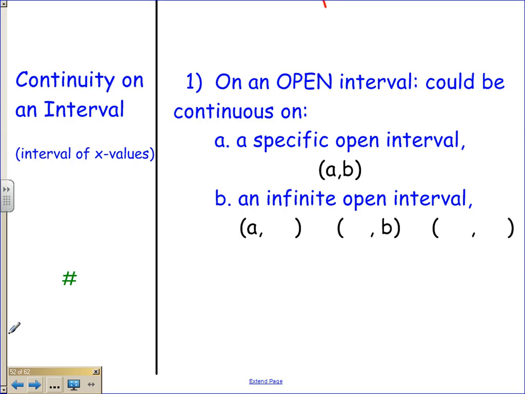It could be between two endpoints, but not including them, and the definition of continuity of a function still is upheld, still works. We could even talk about infinite open intervals, a to infinity or negative infinity to b, or even all real numbers. And the definition of continuous still works.